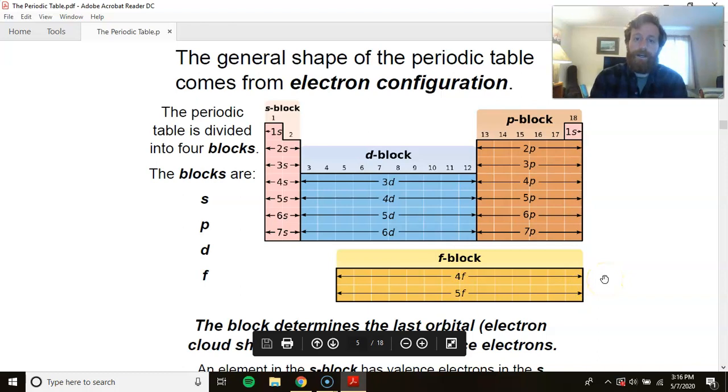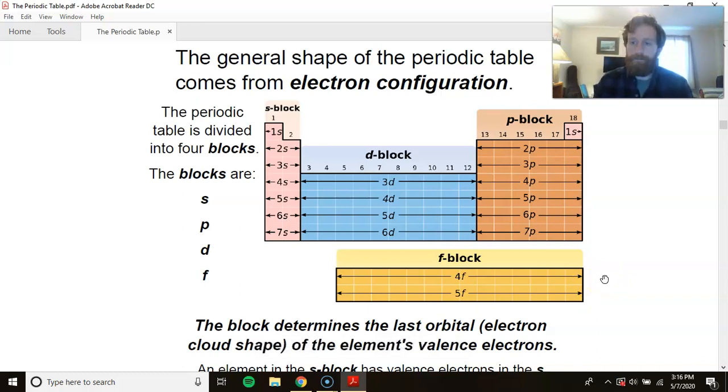For your assignment, you'll have to make a copy of a Google Sheet, which is just an empty periodic table. Google Sheets works pretty well for this. Normally, I would print them out and have you color them.